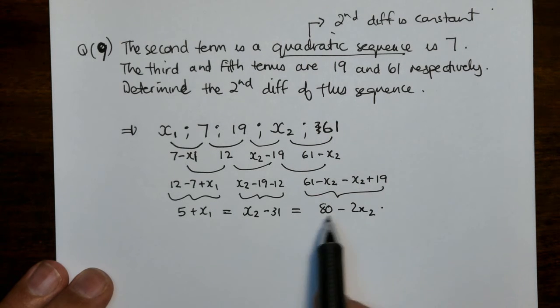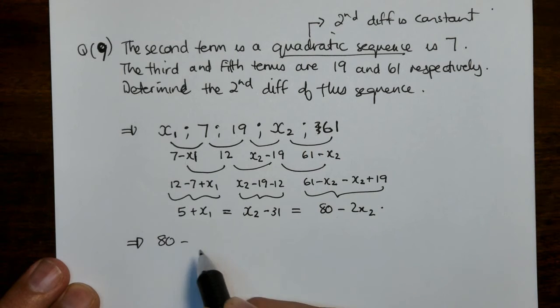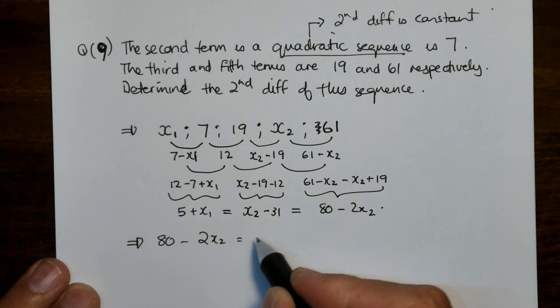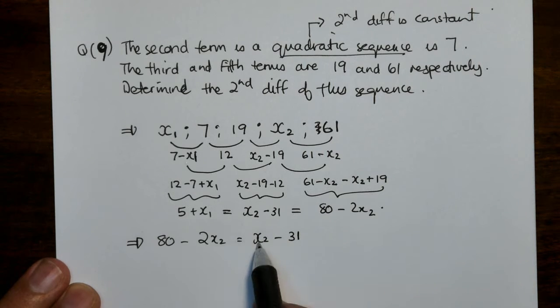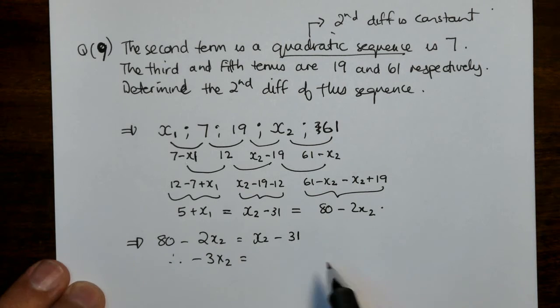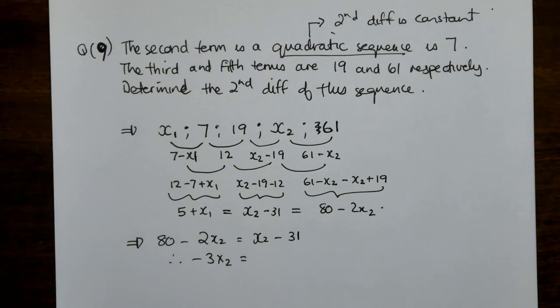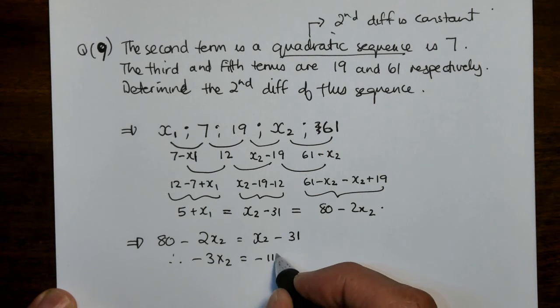I know that these two are equal to each other. So I'm going to start off and I'm going to say, okay, that means that 80 minus 2x2 has got to equal x2 minus 31. I collect the x2's together. That gives me minus 3 times x2. And I collect to the other side the 80 and the 31. Now remember, the 80 goes over, becomes a negative. So 80 and 31 together gives me 111. So this will be equal to minus 111.